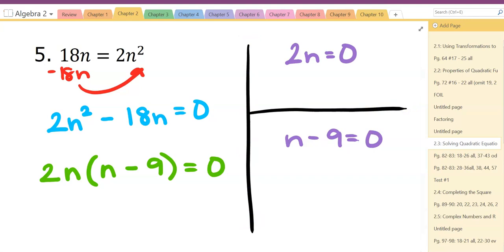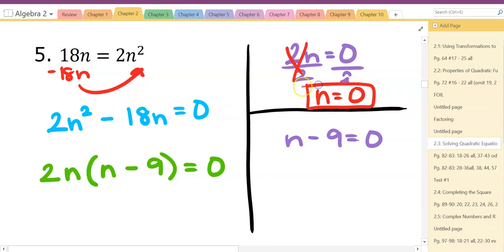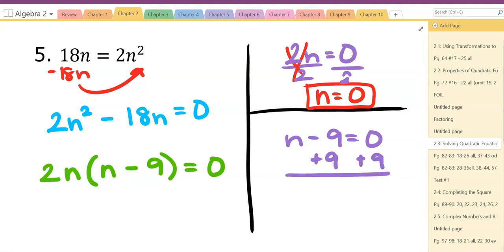Okay, so for this one, the 2n equals 0. To get rid of the 2, we would divide by 2 on both sides. 0 divided by 2 is going to be 0. So one answer is 0. On the other one, we're going to add 9. And we get n equals 9.